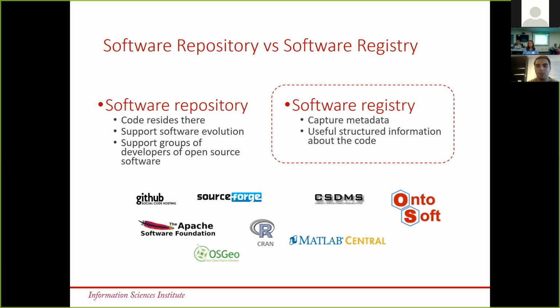I think that there is no explicit metadata, because I don't know if you have tried to search for something in GitHub. It's extremely difficult to find anything unless you actually know what you're looking for. And then there are software registries, and software registries aim to capture the metadata of software, and they kind of decouple, right?